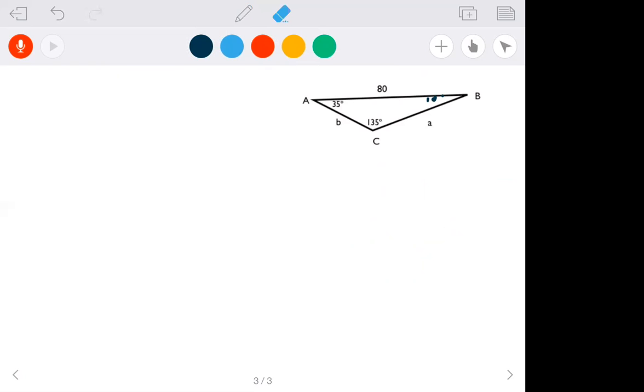How do I set this up? I want to give you guys a chance to think about this. How do I set this up? I'm trying to find, let's say we're starting with A. I'm trying to find A. How do I set it up using the law of sines?